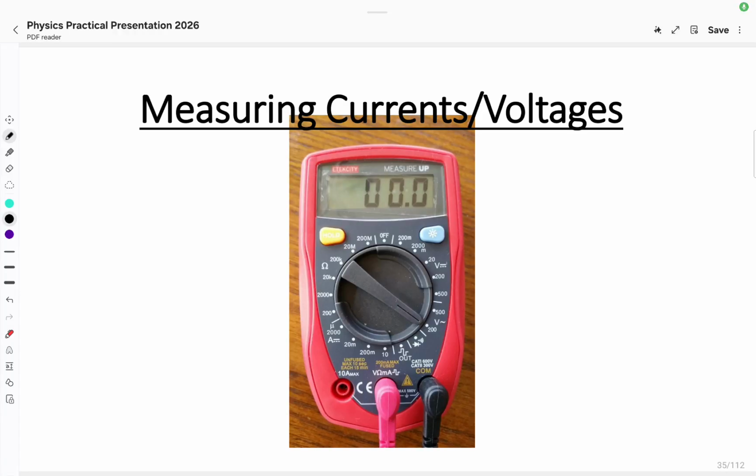Assalamu alaikum everyone. In this episode, we are going to learn the measuring techniques for currents and voltages in electrical circuits, and that is done with the help of a digital meter as shown right now in front of your screens.